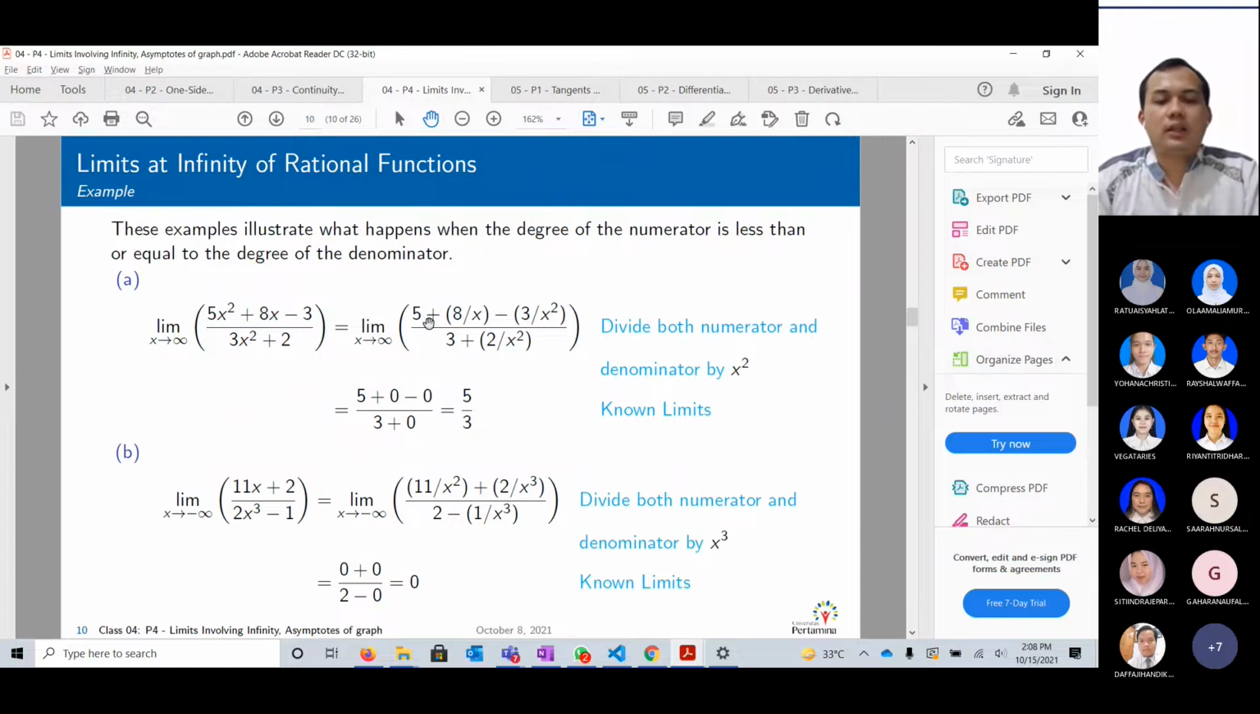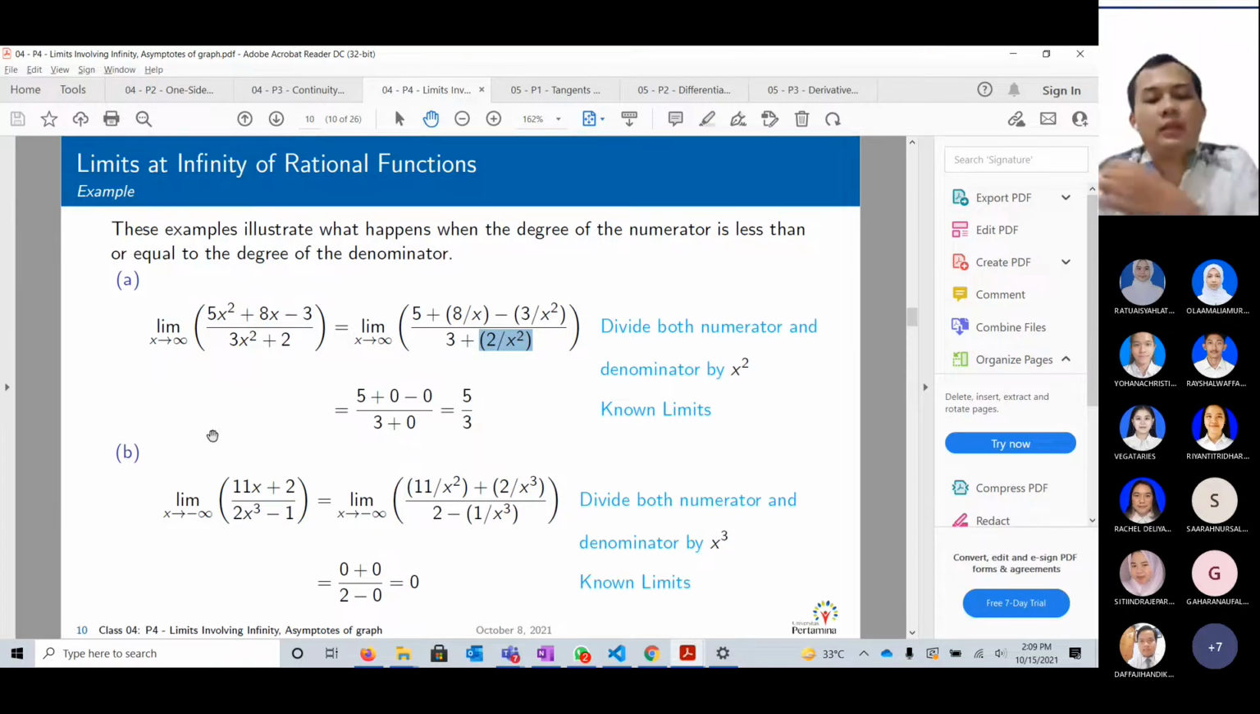So we get now any number over infinity is 0. Jadi bilangan apapun dibagi tak hingga itu akan menuju 0. The limit is 0. Jadi kita punya 5 tambah 0 dikurang 0 dibagi dengan 3 tambah 0. So we have 5 plus 0 minus 0 over 3 plus 0, which is 5 over 3. The same thing happened as the limit in case P.